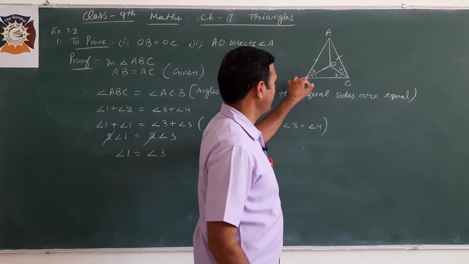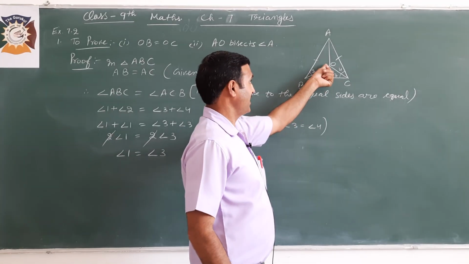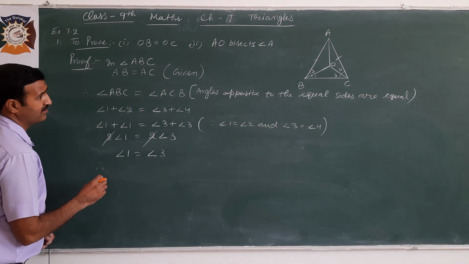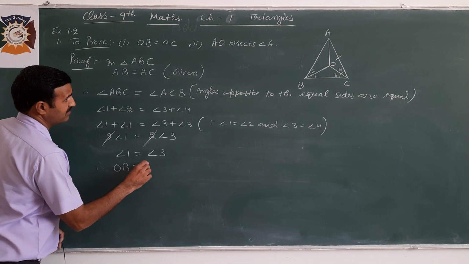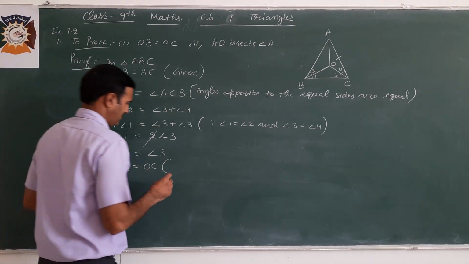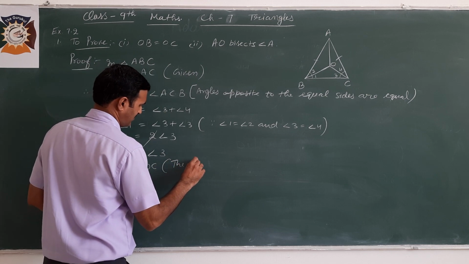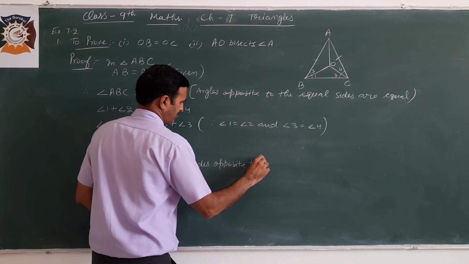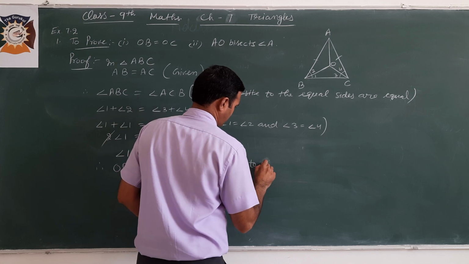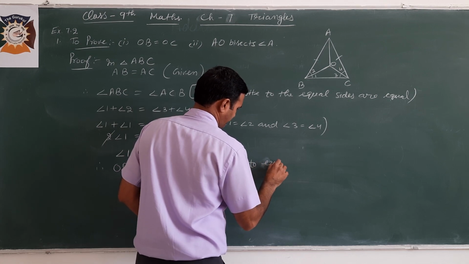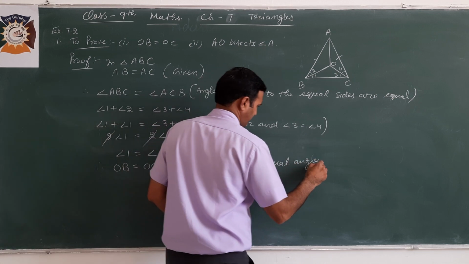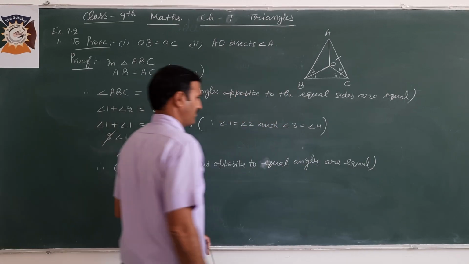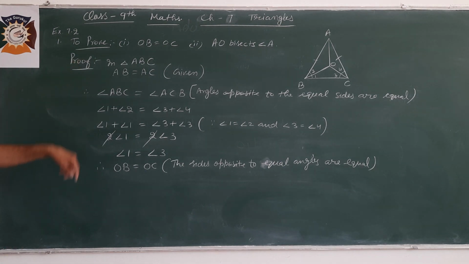Now look at this triangle OBC, two angles are equal in it, so the two sides opposite to them will also be equal. We have just proved the theorem. Therefore OB is equal to OC. What reason will we give? The sides opposite to equal angles are equal. So this was the first part, OB is equal to OC.